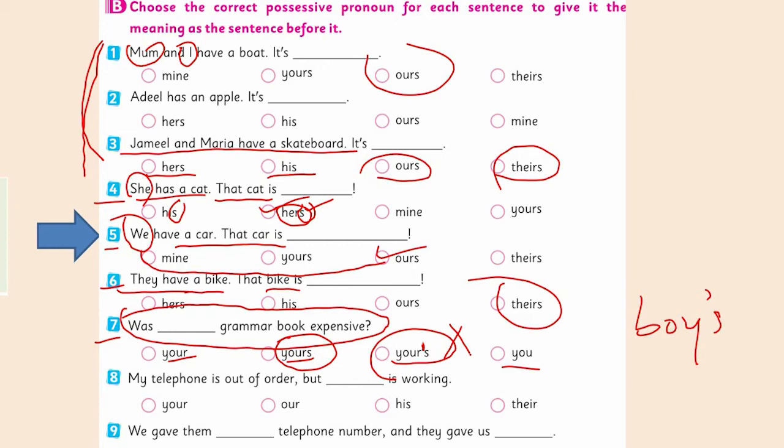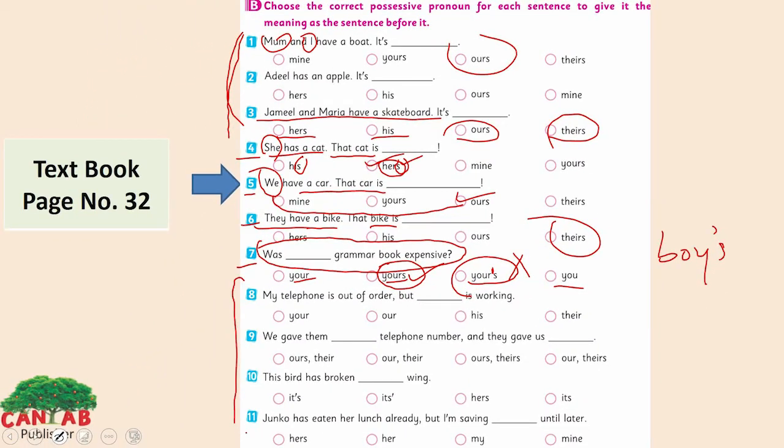We can use it only in singular and plural nouns. In pronouns we cannot use the apostrophe here. We just simply use this one with no apostrophe. Yours. Yes, this is the right answer. Was your grammar book expensive? I want you to do these four sentences by yourself.